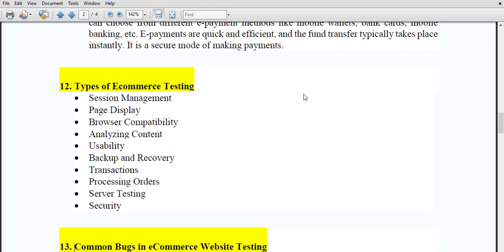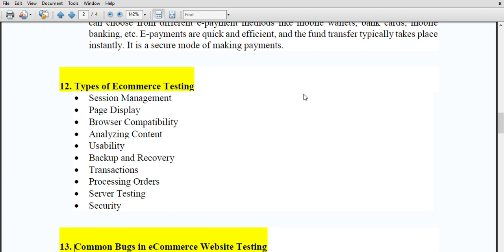Then, analyzing content, you are checking any royalty free images, copyright, then personalizing elements. In usability, you are checking the design of your website, then support, the navigational links, right? And in backup and recovery, you are checking the frequency of backup, testing the backup and fault tolerance. And in transaction, you are checking the financial transactions, auditing. And in processing the order, you are checking the shopping cart, then payment, order tracking, and recording of order.